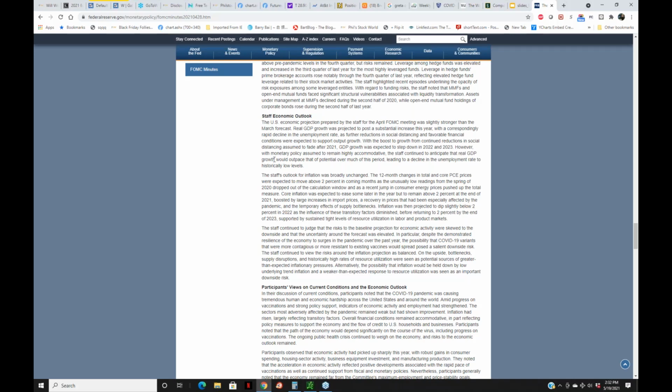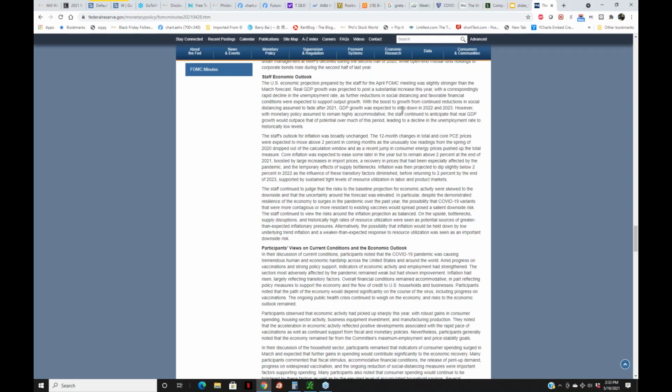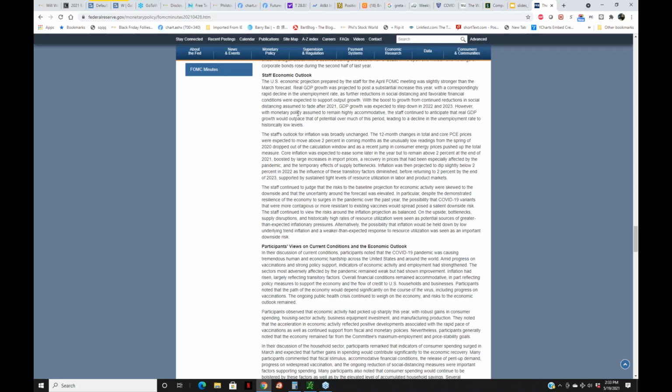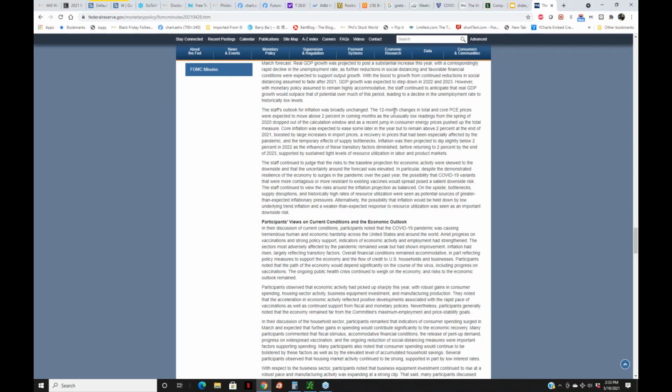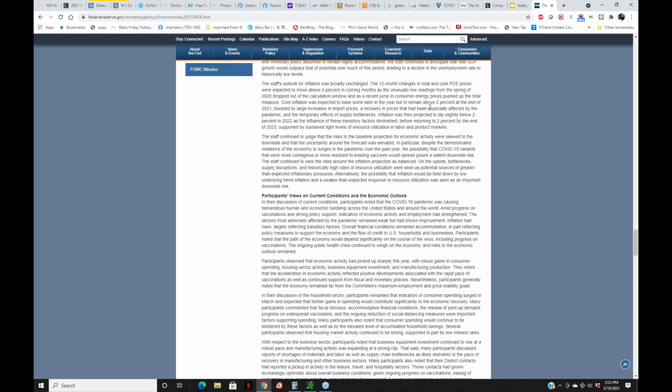Economic projection looks stronger. All right. Projections are stronger than the March forecast. Real GDP growth was substantial. Rapid decline in employment, further reductions in social distancing. Boosted growth continued. GDP growth is expected to step down in 2022 and 2023. Staff's outlook for inflation was broadly unchanged. They don't change it.